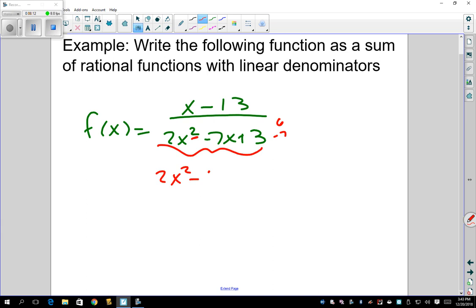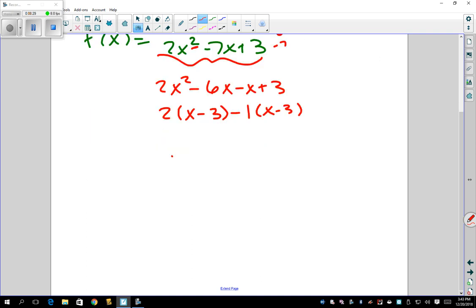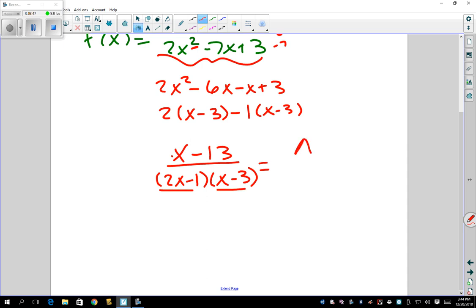When we factor this, it should look like 2x squared minus 6x minus x plus 3. Take a 2 out, x minus 3. Take a negative 1 out, x minus 3. So my top looks like x minus 13, and my bottom looks like 2x minus 1 times x minus 3. The two factors I'm going to try to split this into is something over 2x minus 1 and something over x minus 3. So we generally write big A over 2x minus 1, plus big B over x minus 3.